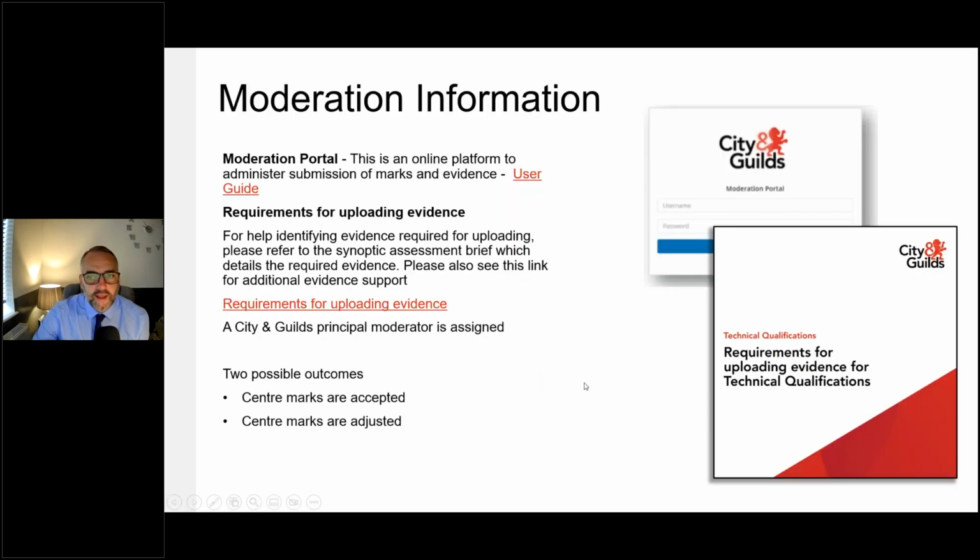So when later on in the year you're on to your own standardizing of the assessments, you'll need to be uploading the information on the moderation portal. And again, we've got lots of guides for this. There's an actual document talking you through requirements for uploading evidence for technical qualifications.